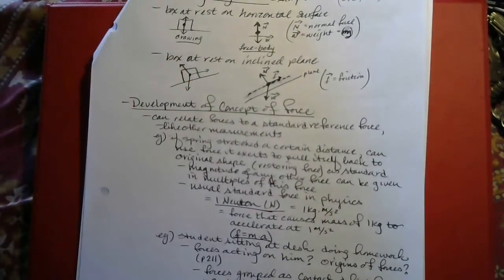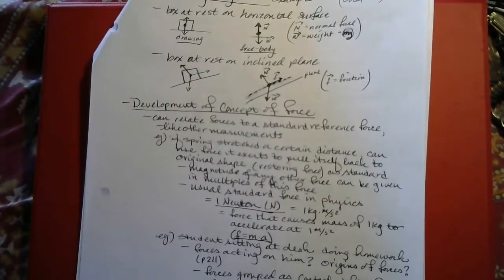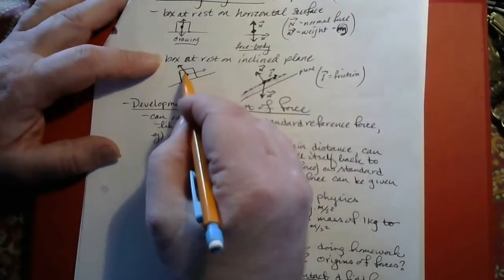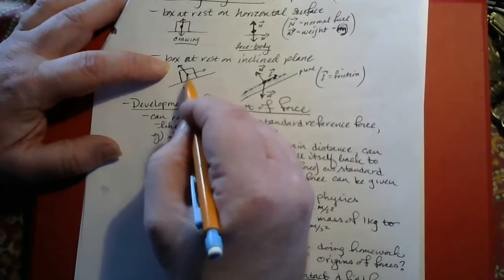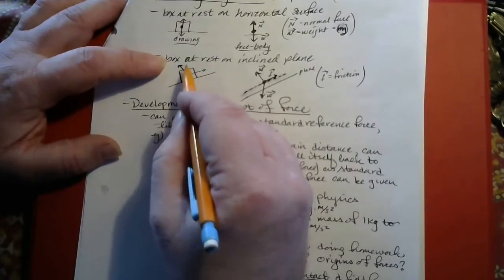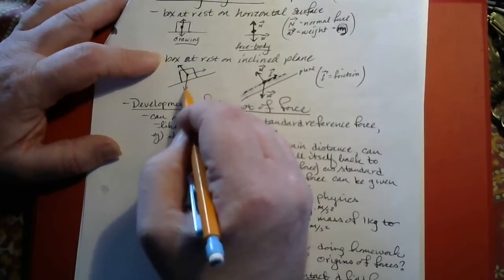Normal is another word in geometry for perpendicular. It's not necessarily perpendicular to the earth. It's perpendicular to the surface on which the object is located. So in this case, the normal force would be perpendicular to the inclined plane. Looks like I'm not quite perpendicular there, but it would not be perpendicular to the ground.